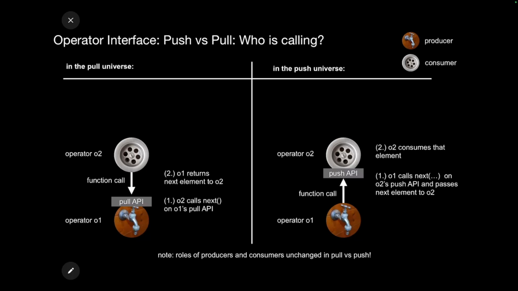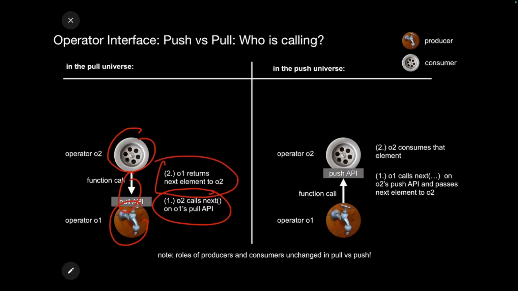So in the pull universe, you have this top-level operator that's sending a function call down to the child operator, telling the child operator O1, hey, give me the next element. So O2 calls next on O1's pull API, and then O1 returns the next element to O2. So the control flow is triggered by O2 down to O1, which is then instructed to return the next data element, which is flowing up again. Data flow goes from bottom to top.